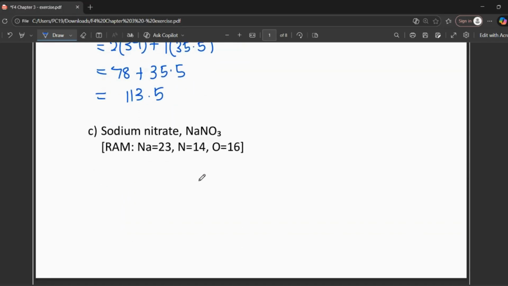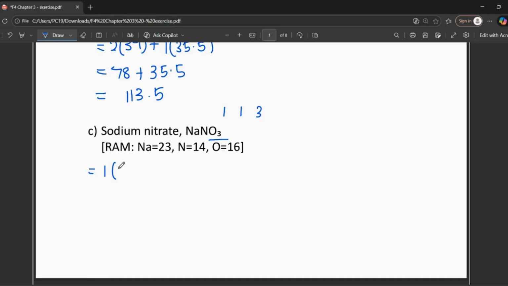Now let's move on to the third question, which has the compound sodium nitrate. Sodium nitrate has the chemical formula NaNO3. Again, we're going to derive this chemical formula. It has one atom of sodium, one atom of nitrogen, and three atoms of oxygen. All right, so again, one bracket.